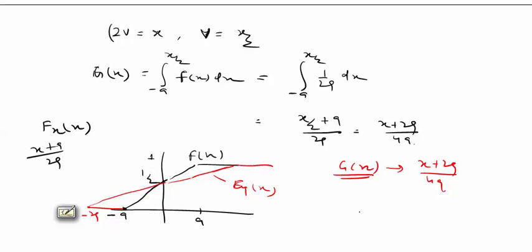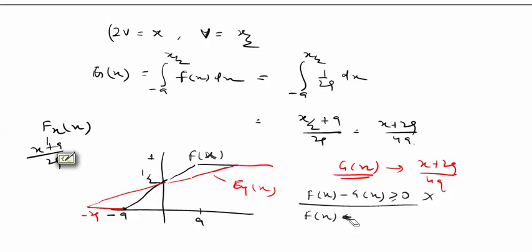Now choosing the correct option. First option, fx minus gx is always positive. In the positive half, fx is greater. In the negative half, gx is greater. This is not correct. Fx minus gx less than 0 is also not correct, because in both conditions the answer is different.